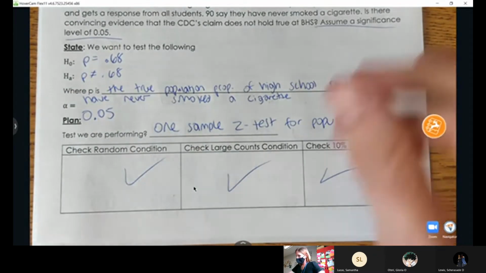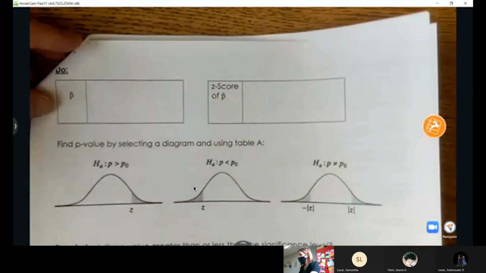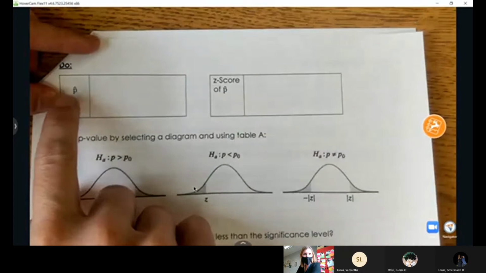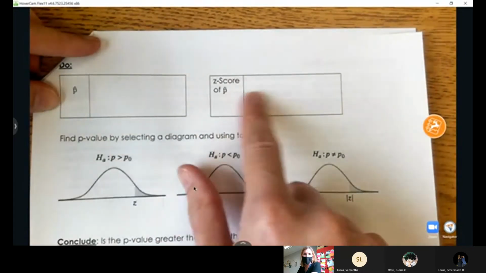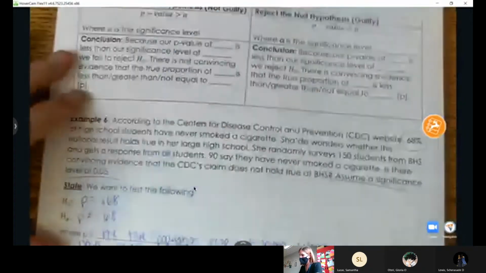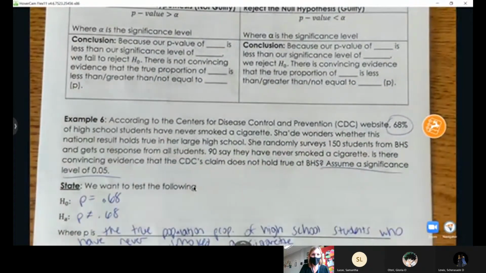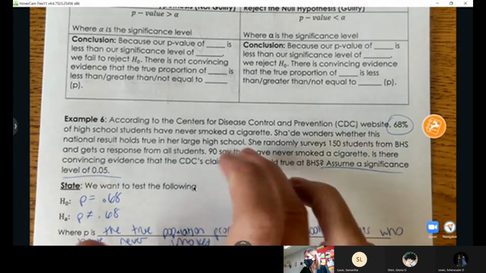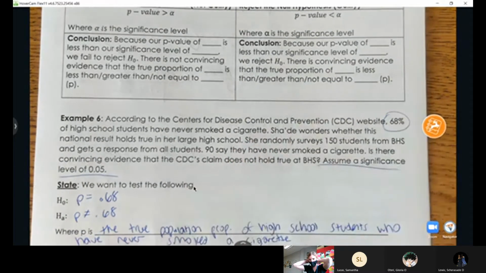Nice job. All right, I'm going to switch to the next piece of the Nearpod, which is the calculation piece. This box right here is for you to calculate the p-hat, and this box is for you to calculate the z-score of the p-hat. But I'm going to leave this page up so you can reference the numbers, and then I'll switch the Nearpod. Nice job, you guys. All right, I switched the Nearpod so you can do your work in there, but I left up example 6 on the live session so you can look at the numbers if you need to and the hypotheses.